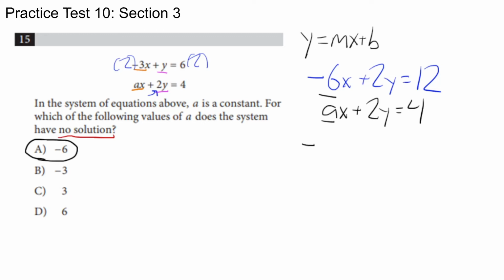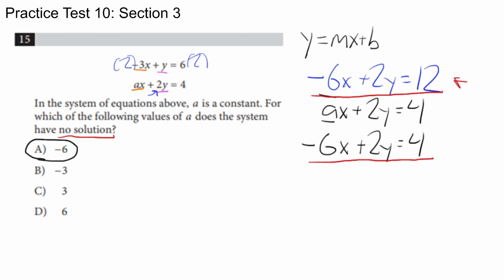If I substitute that value in, I'll get negative 6x plus 2y is equal to 4. And that's what I want. I want the same coefficient for my x and y. So I have negative 6x plus 2y is equal to 12, and negative 6x plus 2y is equal to 4, because these same expressions will equal totally different things, right? One is equal to 12, one is equal to 4, so they will have no solution.